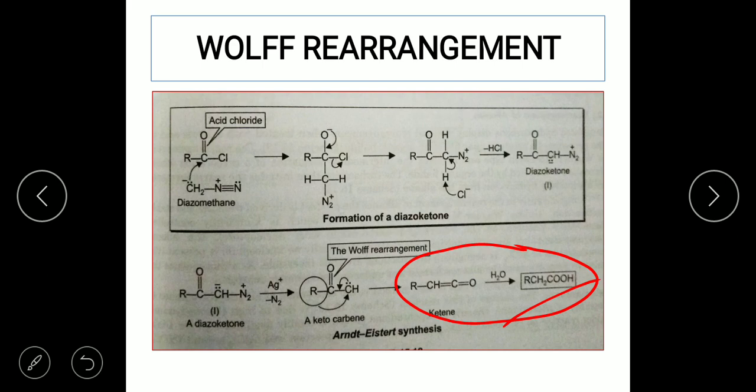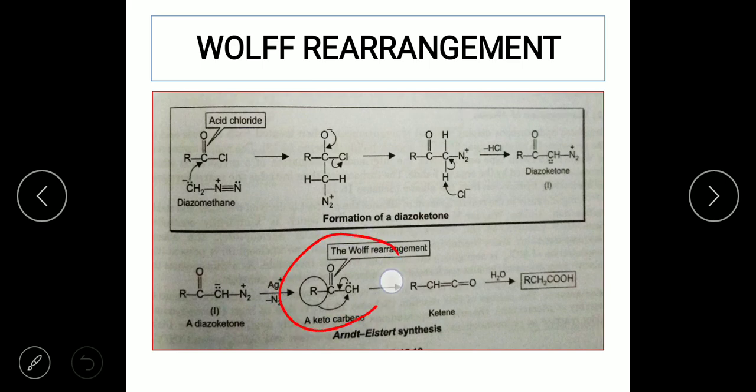So now this in general is nothing but the Wolff rearrangement. The simple rearrangement in between the Arndt-Eistert synthesis is the Wolff rearrangement, wherein there is the alkyl shift of the group from the carbonyl carbon towards the terminal carbon to give rise to a ketene. So this is how the Wolff rearrangement takes place.